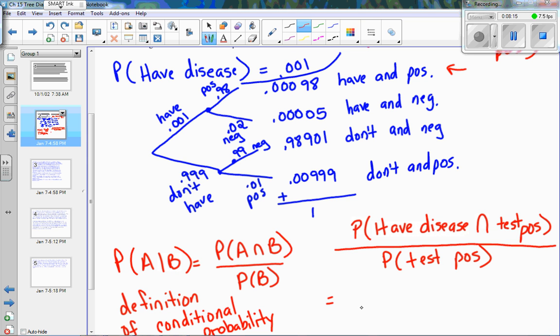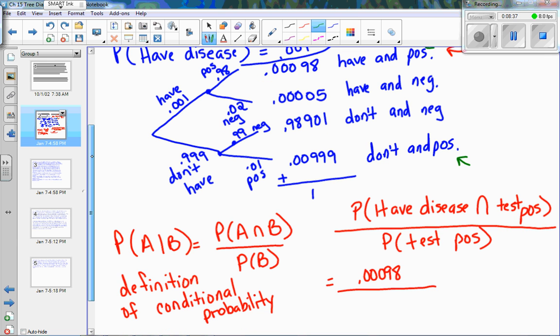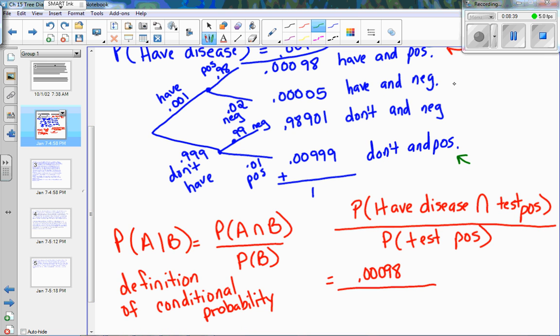So 0.00098 is what goes in the numerator. The probability that they test positive. Now there's 2 different ways you can test positive. You can have it and test positive. You might not have it and test positive. Notice that these are disjoint events because you can't both have the disease and not have the disease at the same time. So since they're disjoint events, if I want to know the probability that the test is positive, I can add these 2 things together.